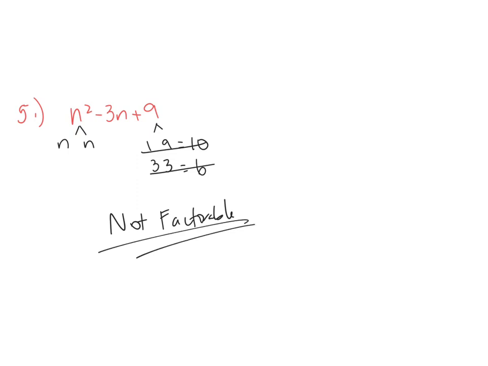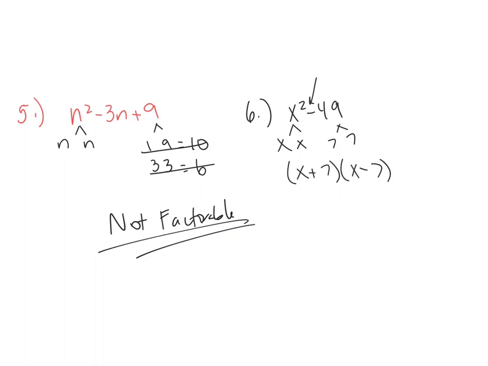That's it. 6. We have x squared minus 49. So there are 2 terms, which means I hope that they are perfect squares with a subtraction sign. X and x is perfect. 49, 7 and 7. Since they're perfect and there's a subtraction sign, I know my factored form is going to be x plus 7, x minus 7. Because remember, factoring is bringing the parentheses and putting them back in. So that's it for 6.